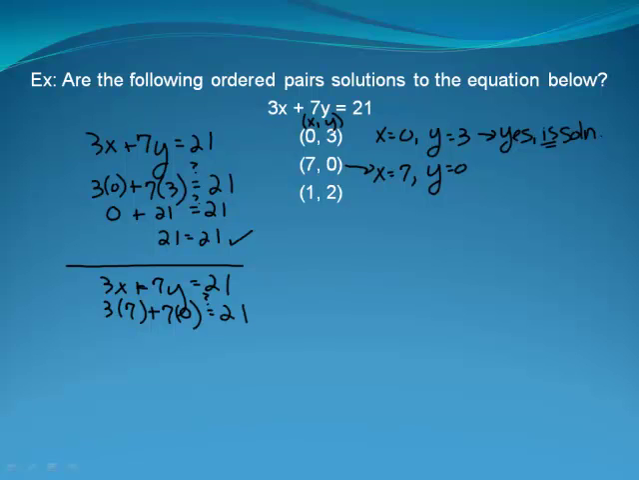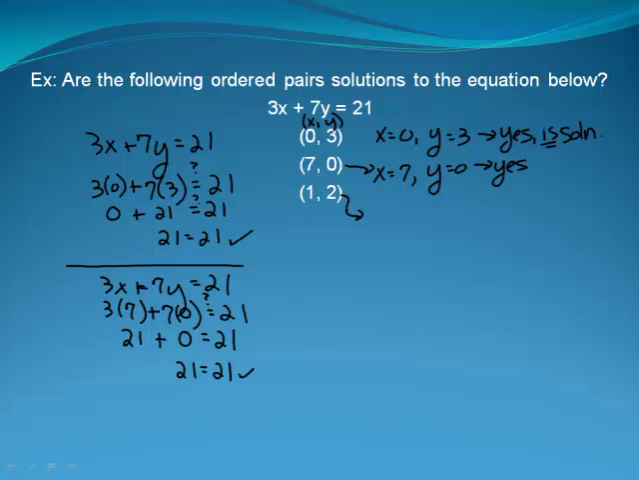Are those two sides equal? 3 times 7 is 21, plus 7 times 0 is 0. Do the operation on the left-hand side. 21 plus 0 is 21. And yes, 21 equals 21. That's a true statement. So that second ordered pair also is a solution. All right, we have one more to test.